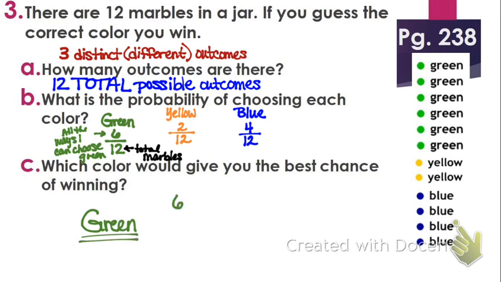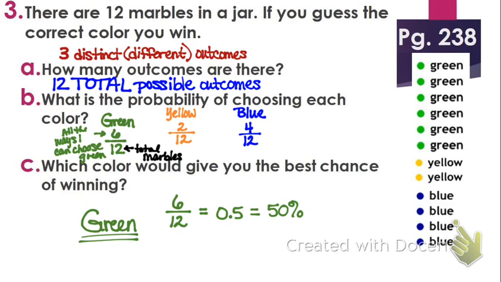We said our probability of winning with green was 6 out of 12. How would we express that as a decimal? 0.5, or as a percent, 50%, or you could say 1/2 even. So we can express it as a proportion, as a ratio. We can express it as a decimal. We can express it as a percent.